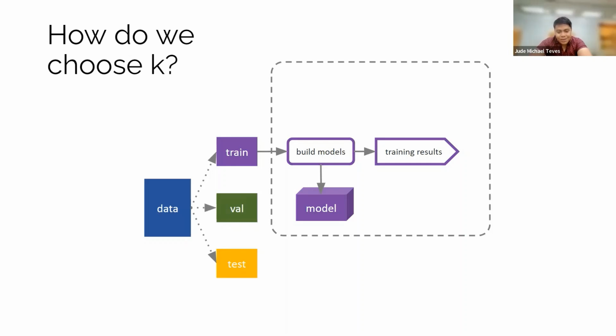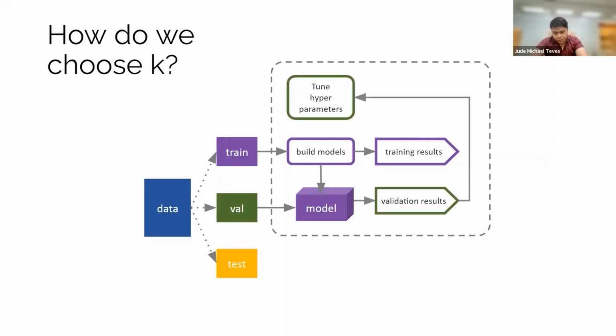And for that to happen, you have to have another set, which is the validation set. So you split your data into 3 sets. You have your train, your val, and test. Train is for training purposes. You just train your model with it. Validation determines which configuration or which K value is the best. And then test is for the score.